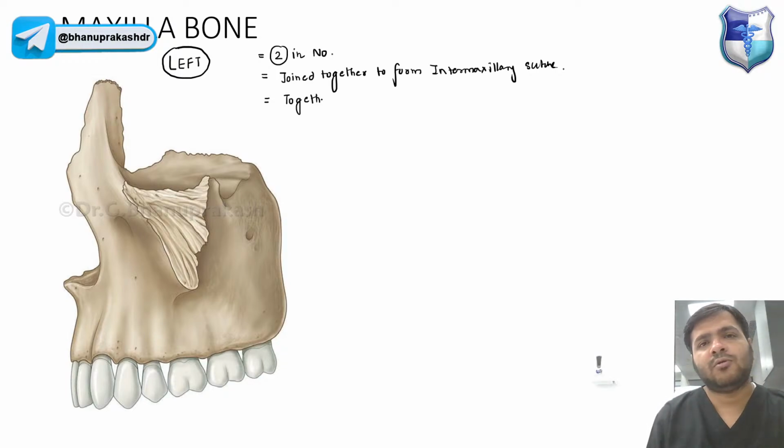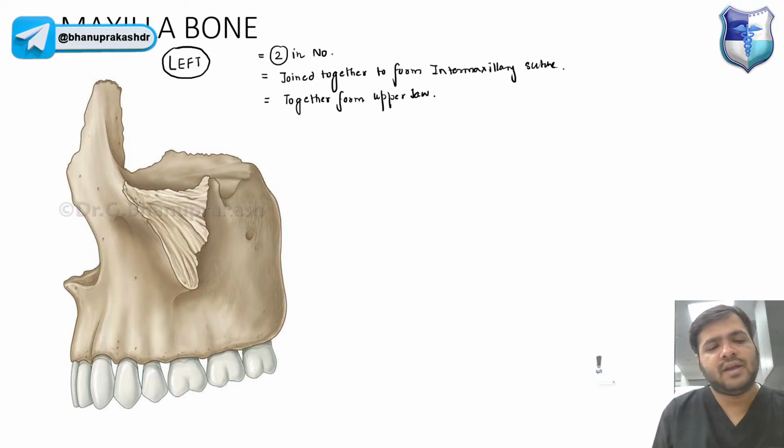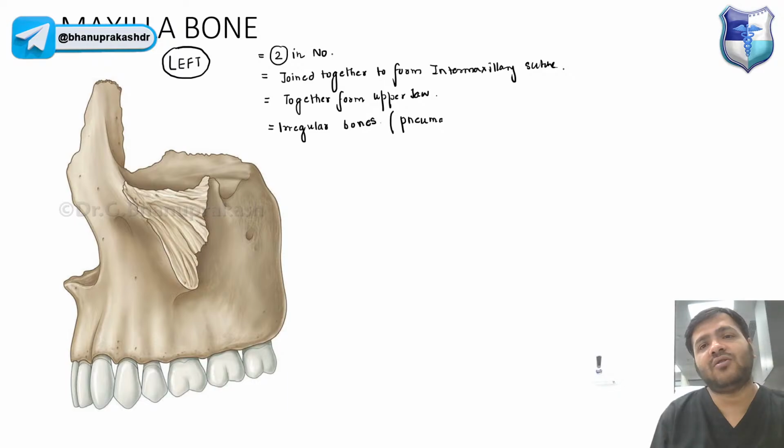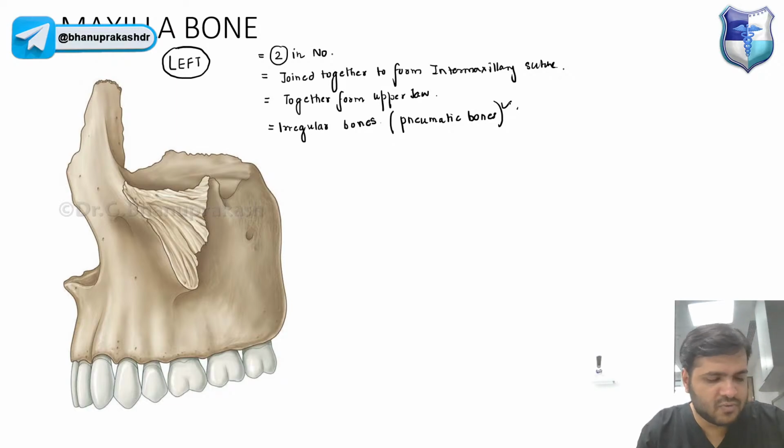Together they form the upper jaw, right? They are irregular bones. They don't have a definite shape, guys. And remember guys, they are pneumatic bones. They have the maxillary air sinus, so they are classified under pneumatic bones.